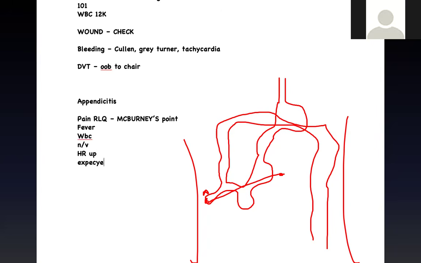Okay, expected finding. Appendicitis with a white count of 20,000. This can be 20,000. Don't worry about it. You have fever, 101.5. Don't worry, because I expect all these signs and symptoms. And it's going to be in the right lower quadrant. It's not going to be left. It's not going to be right upper quadrant. It's going to be that.